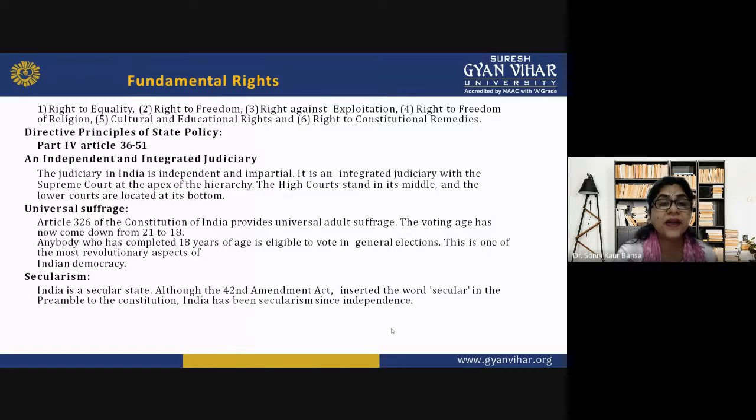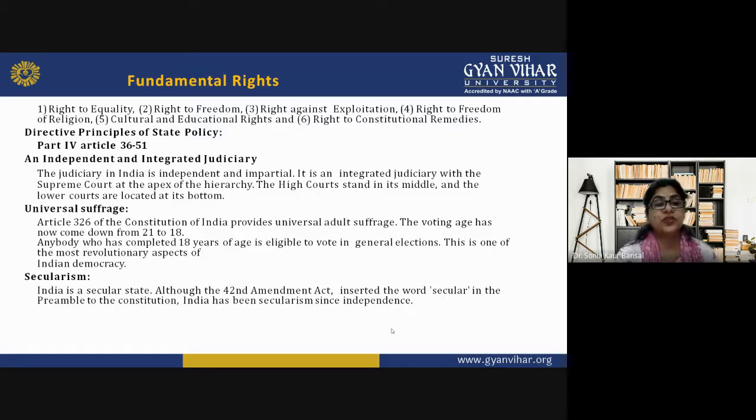An independent and integrated judiciary. This is another feature. The judiciary in India is independent and impartial, and it is an integrated judiciary with the Supreme Court at the apex of the hierarchy. The high courts stand in its middle and the lower courts are located at its bottom.